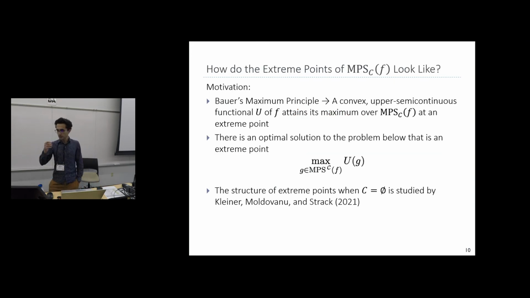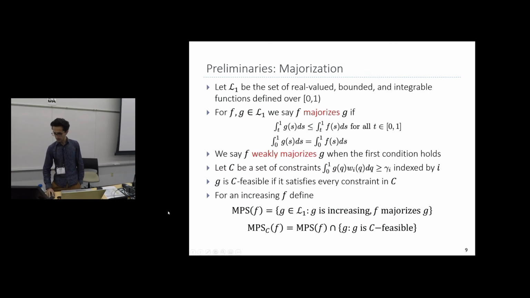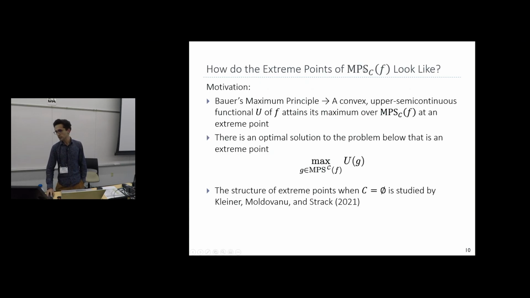So what we want to know is how the extreme points look. By the way, I call these two objects the orbit of f and the constraint orbit of f for simplicity. What we want to know is how the extreme points of the constraint orbit of f look like. The motivation is Bauer's maximum principle. It says that a convex upper semi-continuous functional u of f attains its maximum over the constraint orbit at an extreme point of it. So if we want to understand the optimal solution to this optimization problem, one way is to look at the extreme points of the set that we maximize over.